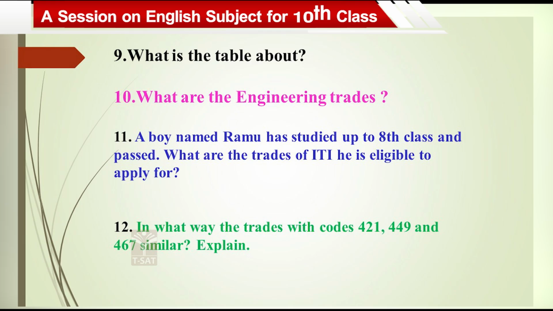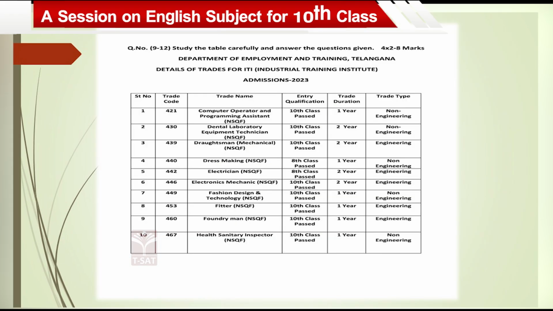So the fourth one here, look at that 11th question. A boy named Ramu has studied up to 8th class and passed. What are the trades of ITI he is eligible to apply for? So then you need to see in the table 8th class first, and then how many trades are there. Could you go back, ma'am, once? So here, if you find, 8th class passed will be there, 4th and 5th, and then you can write dressmaking. So next one we can see in another example.